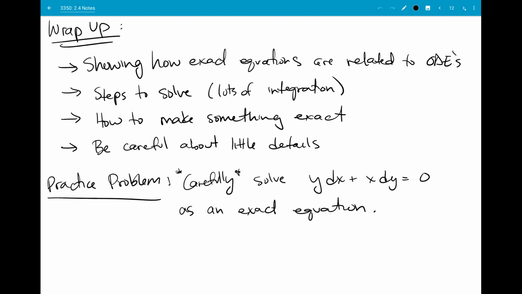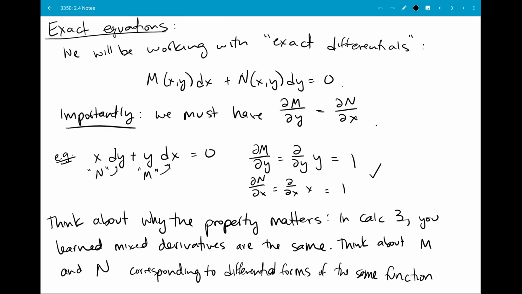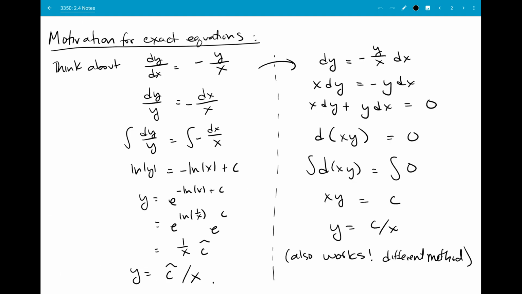So your practice problem, the thing that you should have prepared at the start of class, is going to be to carefully solve this exact equation, y dx plus x dy equal to 0. And I know it's exactly the same thing as I motivated this section with. But probably when we went through the video at first, that right-hand side where I made it look like an exact equation and then solved it wasn't very satisfying. And I did it in a sloppy way.